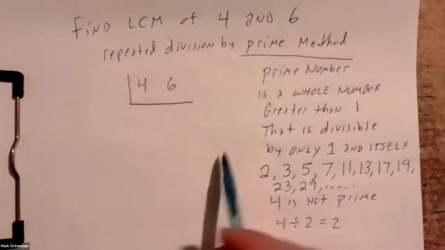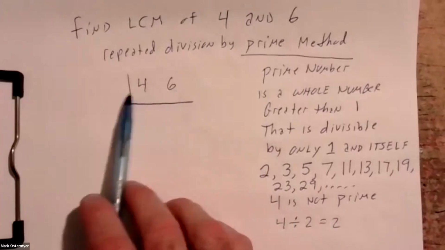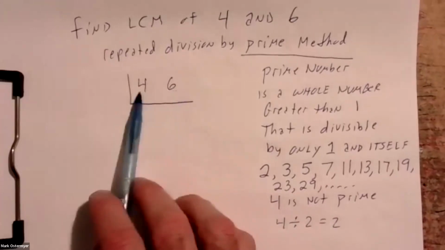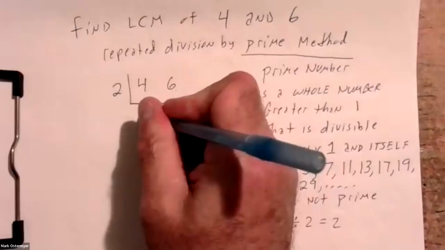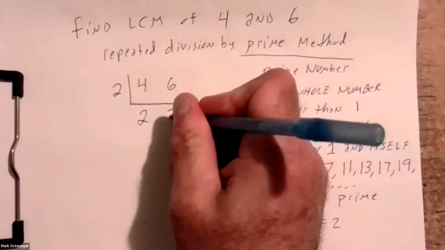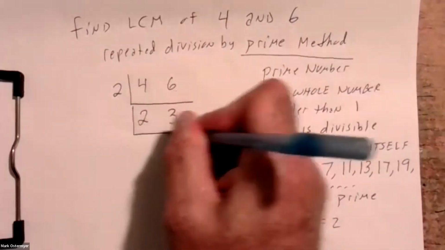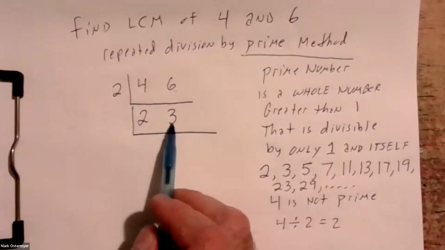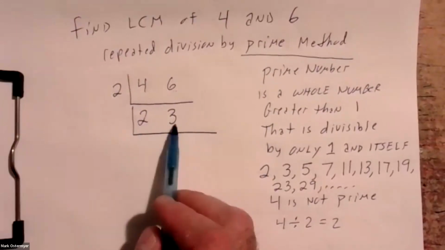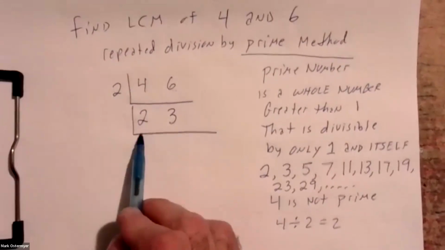All right, how did I get on this? Can anybody give me a prime number that divides into at least 4 and or 6? 2. 2 divides into 4, 2 times. 2 divides into 6, 3 times. Can you give me a prime number that divides into at least one of these numbers? It has to divide into one of them. It doesn't have to divide into both of them necessarily, but it has to divide into at least one of them.